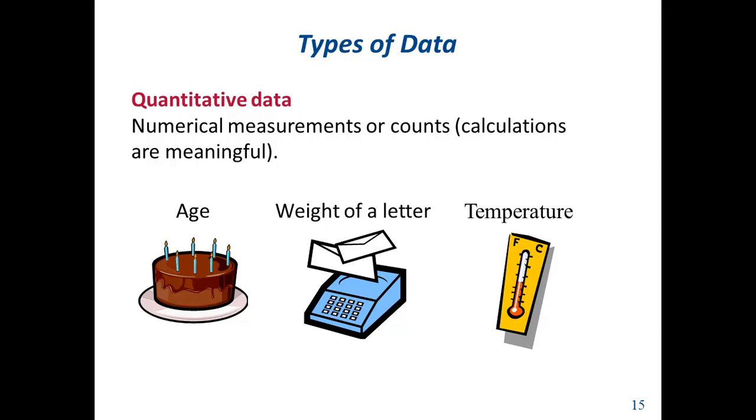While quantitative data are going to be always numeric, and then you can do calculations. And these are 3 examples: age, weight of a letter, and temperature.